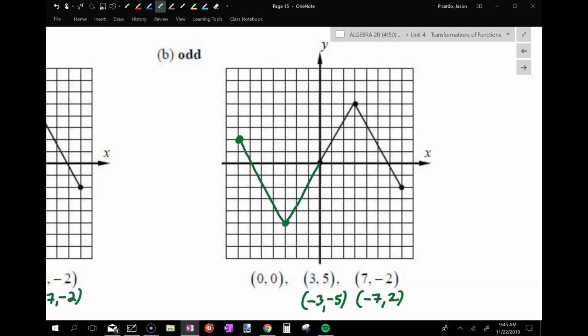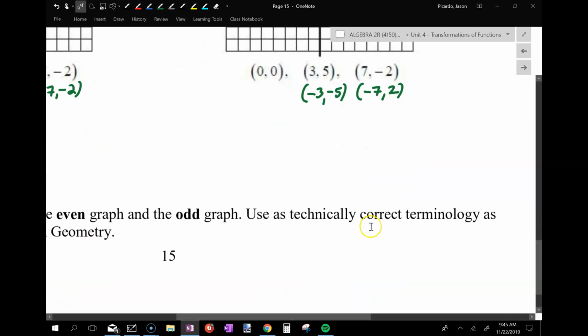A function is odd if it looks the same upside down as it does right side up. And so if you turn your paper upside down, does it look exactly the same? It sure does, okay? Guys, one more thing. In order for a function to be odd, what point does it have to go through? It's got to go through the origin, doesn't it? If it doesn't go through the origin, it's not going to look the same upside down as it does right side up, will it? Okay? Look at these points.